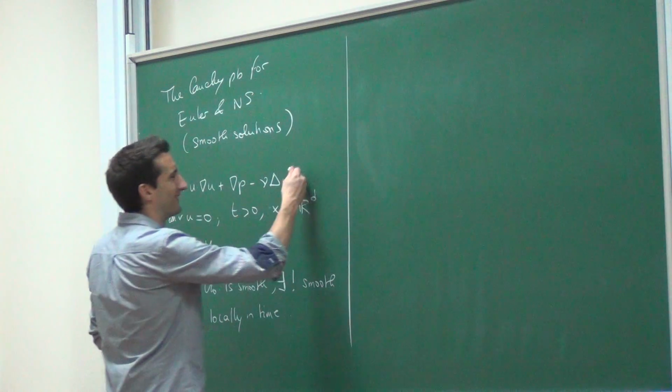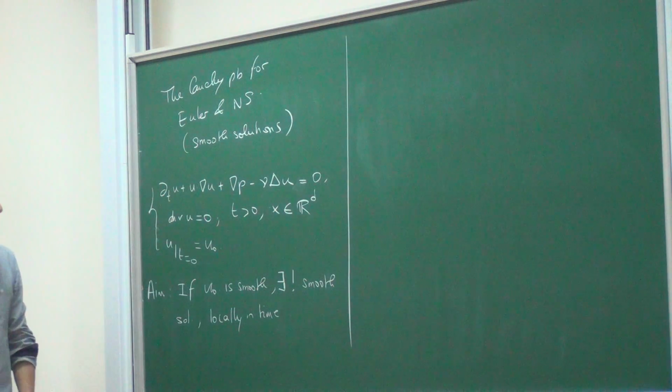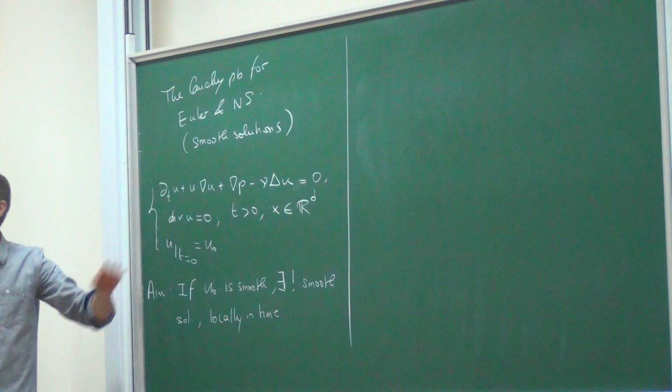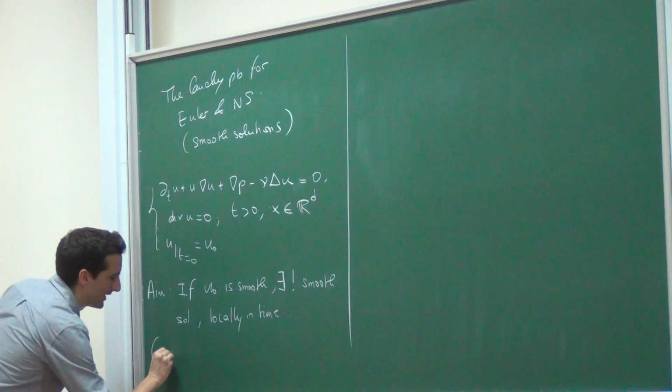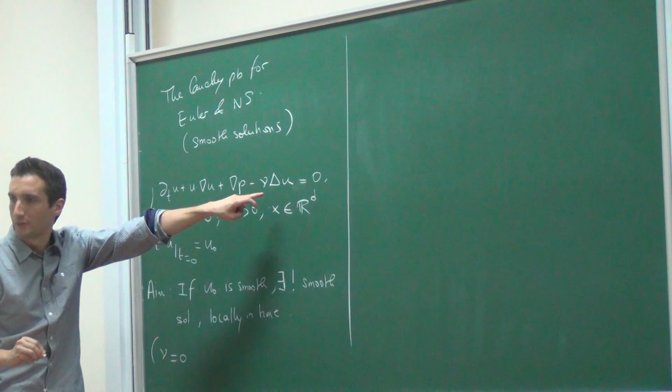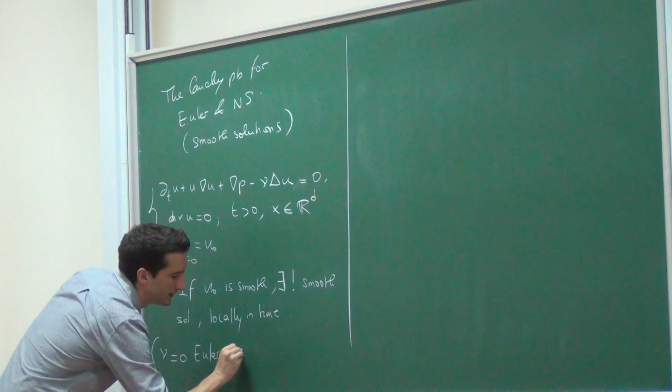Did I forget to mention something again? The constant density is taken to be 1. And also, last remark, I cover both cases. Nu equals 0 is Euler. Positive nu is Navier-Stokes.